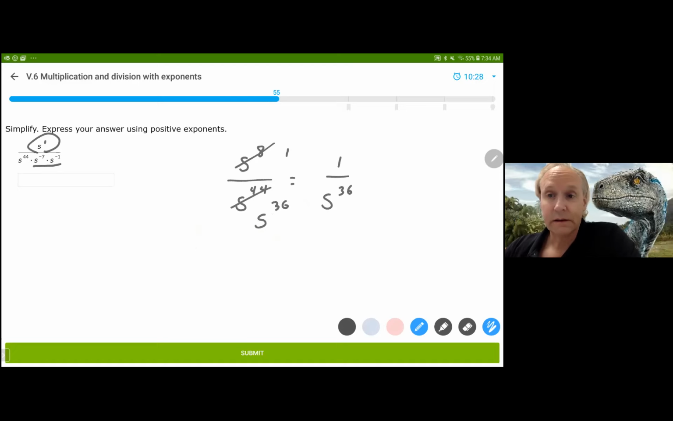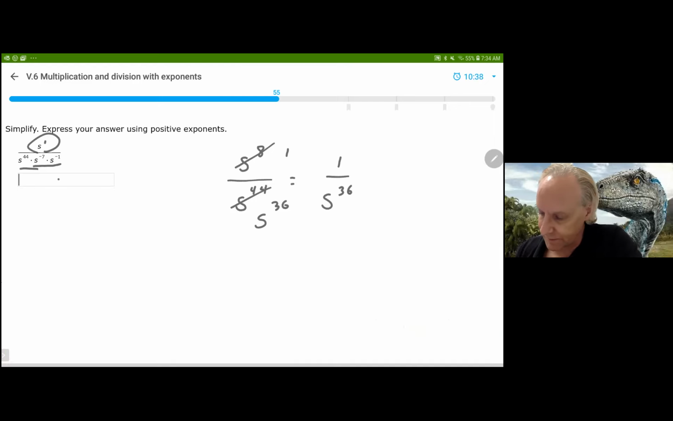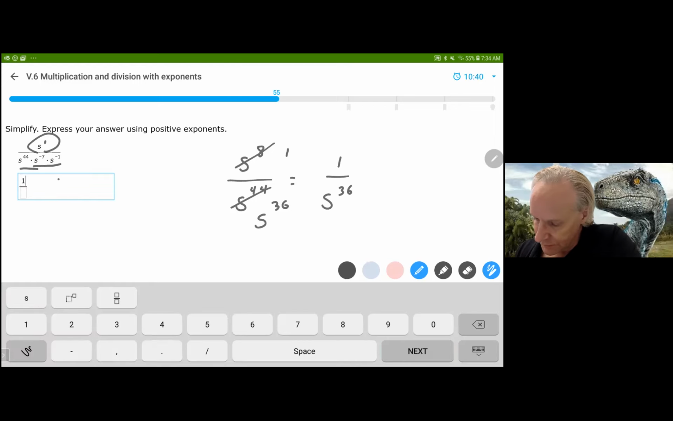Like I said, lots and lots of ways of dealing with this. You could add the exponents and then do the division. You could, there's, like I said, lots of ways to go. 1 over s raised to the 36. Looks good.